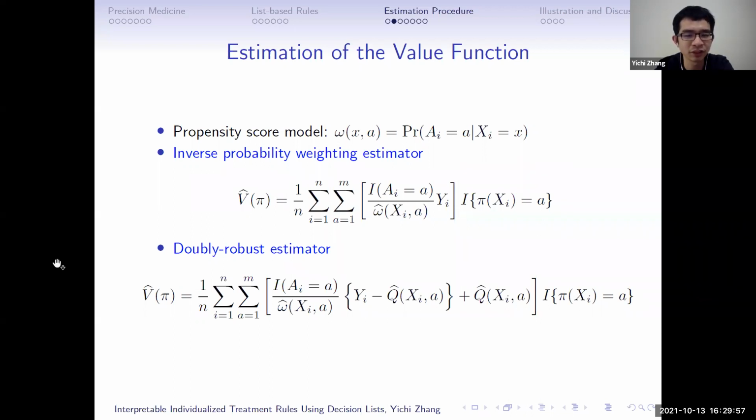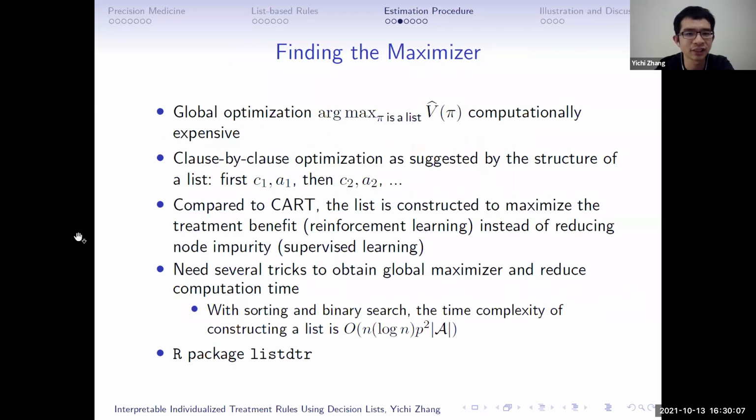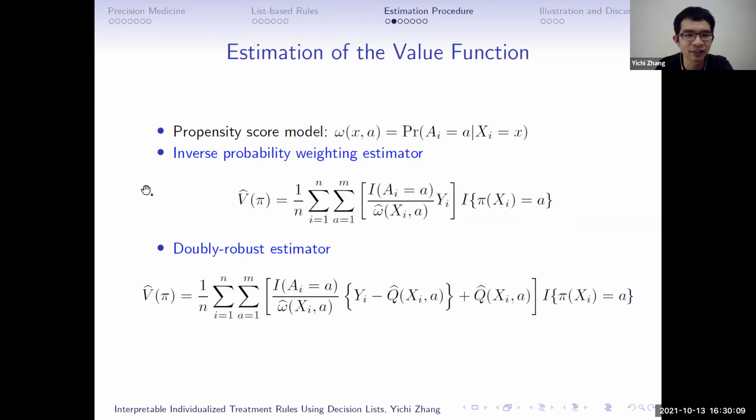And there is also the doubly robust estimator, which tries to combine the benefits of both approaches, the outcome regression model and the propensity score model. It is doubly robust because if either the outcome regression model or the propensity score model is correctly specified, then we will get a consistent estimate of this value function. If both models are correctly specified, then we can show that this estimate achieves asymptotically the smallest possible variance.